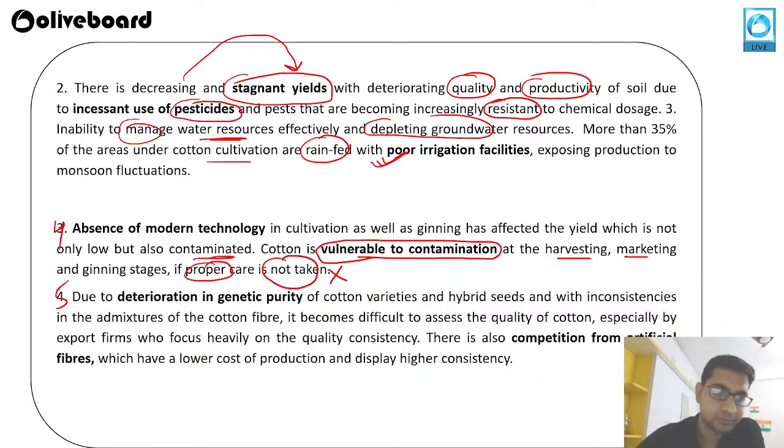Okay, now the fifth issue that cotton cultivating farmers are facing is the deterioration of genetic purity.